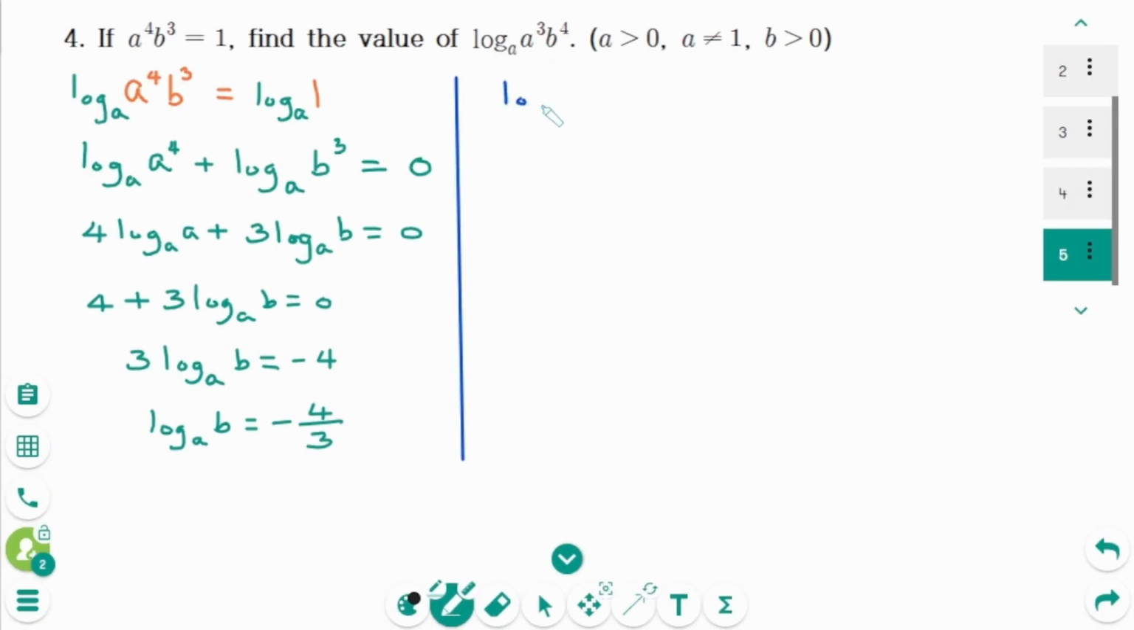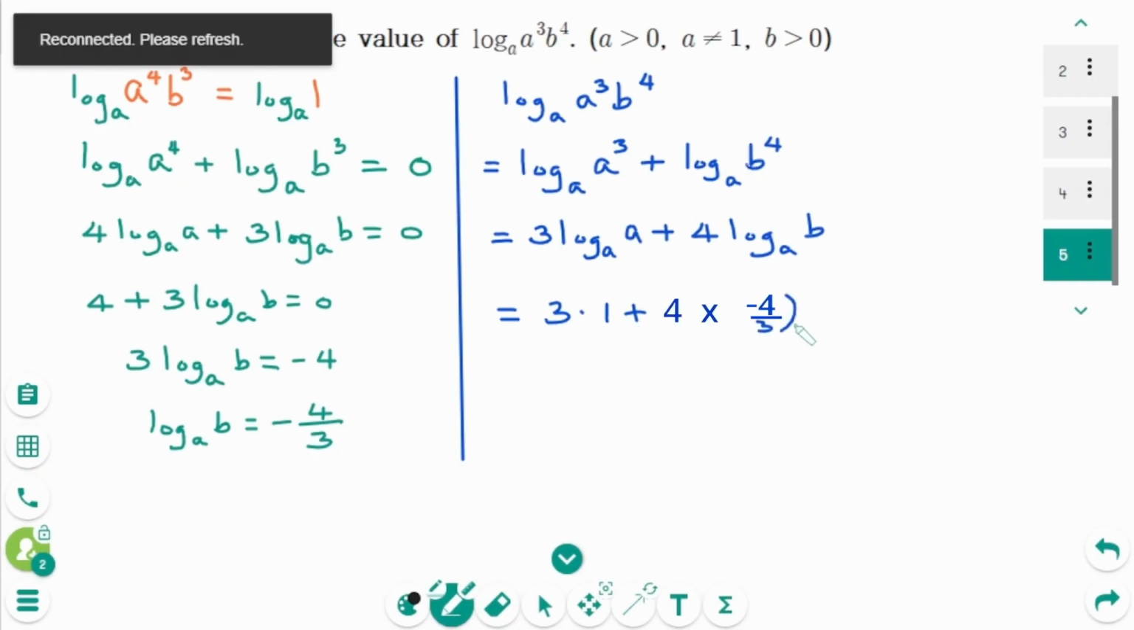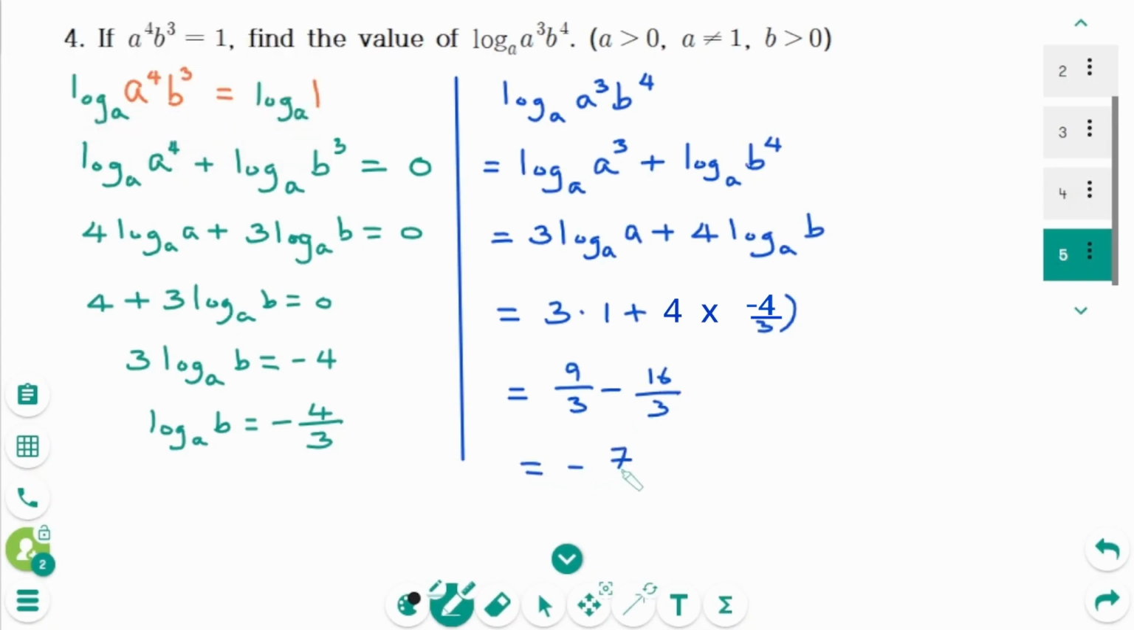Then this one, log base a of a cubed times b to the power of 4 equals, use the product rule, log base a of a to the power of 3 plus log base a of b to the power of 4 equals, 3 moves here, then log base a of a plus move 4 here, then log base a of b equals 3 times 1 plus 4 times minus 4 over 3 equals 9 over 3 minus 16 over 3. The final answer is minus 7 over 3.